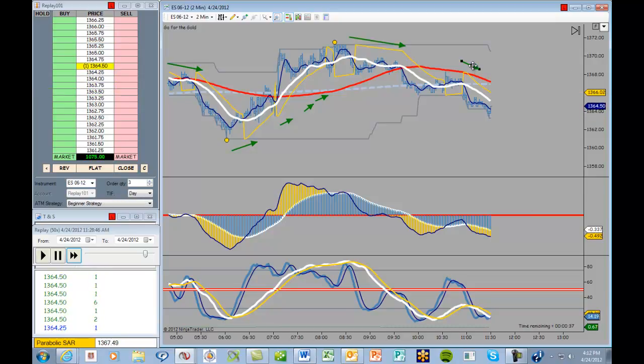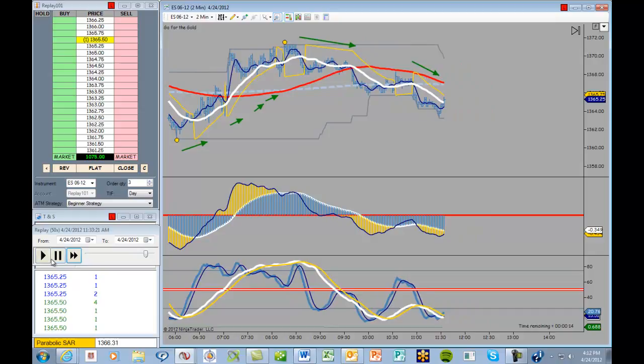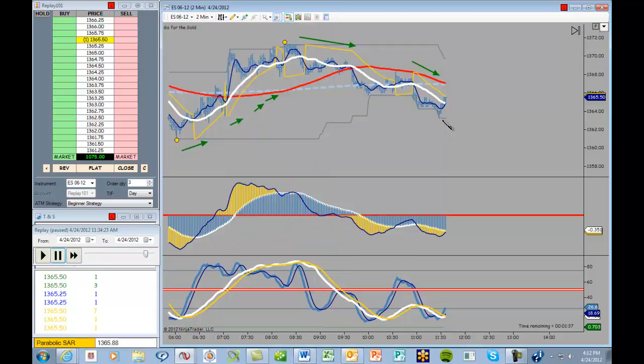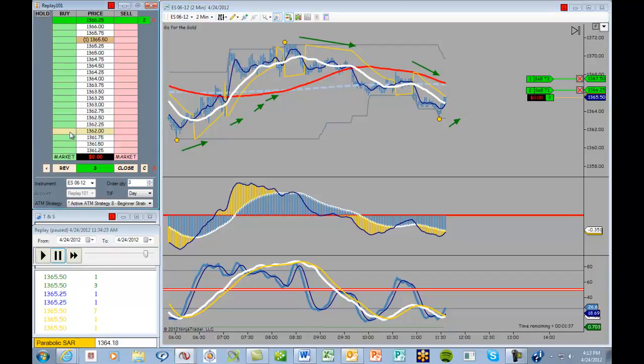Got it. All right, now notice that once again our stochastics have bottomed out together and are both turning up. Strong likelihood that this thing's going to rise. So let's mark the low and the arrow and get long and start the data.